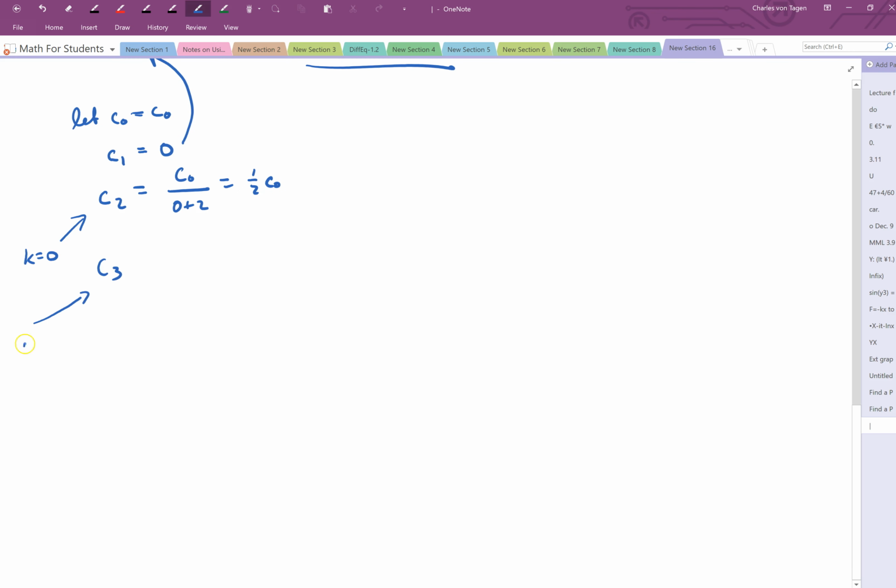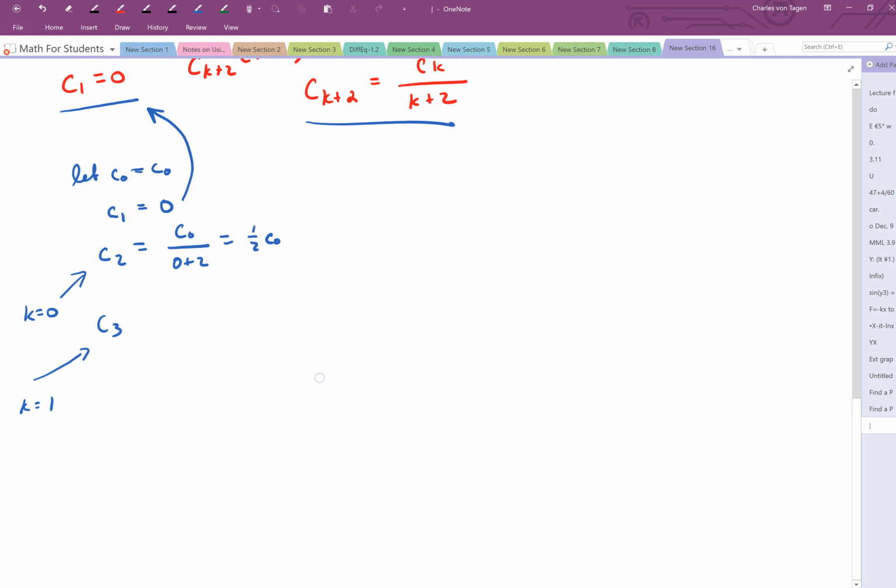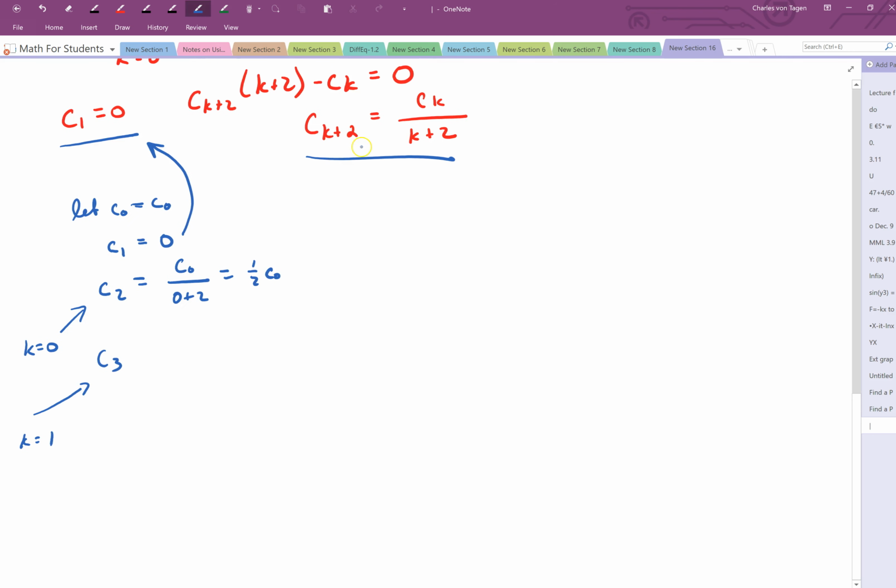Well, this is the case where k is equal to 1. Again, because of the way this expression's been set up, we're looking at the k plus 2 term, so C3 would correspond to k being 1. So this is equal to C1 all over 1 plus 2, which is equal to C1 over 3, or 1/3 C1. But what do we know about C1? C1 we know is 0 by that positioning argument. So this is 0.